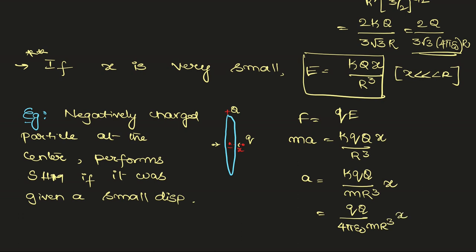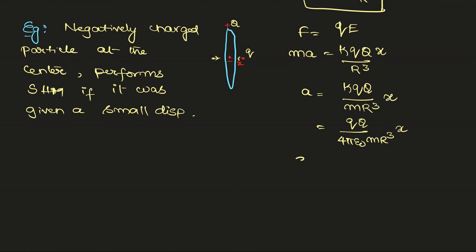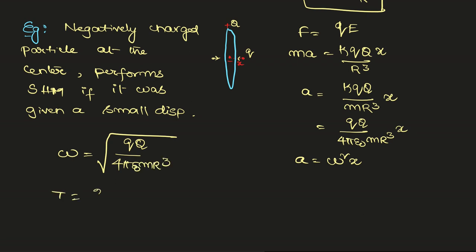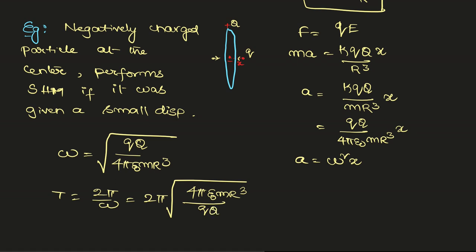We can compare this with our general equation, a is equal to omega square x. So omega will be equal to square root of Qq by 4 pi epsilon naught m r cube, or time period will be equal to 2 pi by omega, that will be equal to 2 pi square root of 4 pi epsilon naught m r cube by Qq. This much depth questions they may not ask at NEET level, but in JEE you can expect this kind of questions.